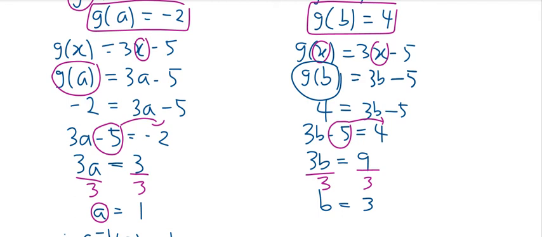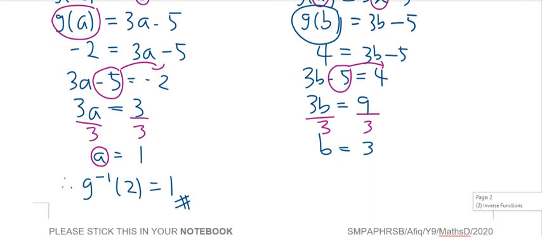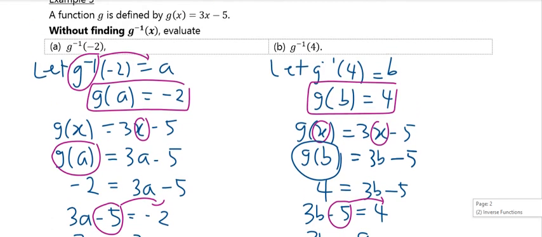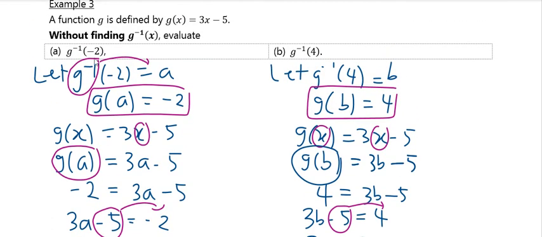So therefore you know that b is g inverse of 4. So g inverse of 4 will be 3. So you can learn from here that you can also solve the evaluation of an inverse function without finding the inverse function. So I think that's it for this one.